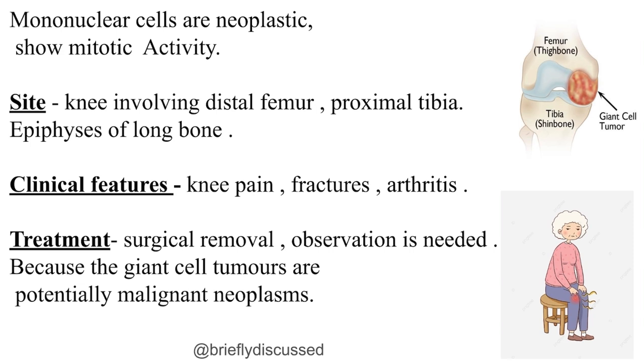We'll surgically remove the tumor. And observation is needed. Though it is a benign tumor, it has a high chance of turning into a malignant tumor. So we have to observe it properly. Because giant cell tumors are potentially malignant neoplasms, we have to observe it after the surgical removal of this tumor.